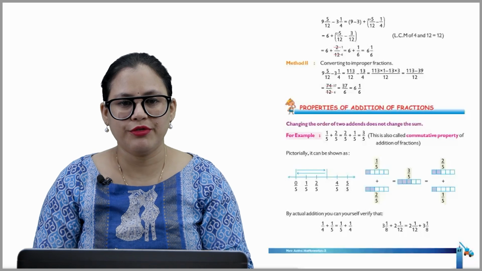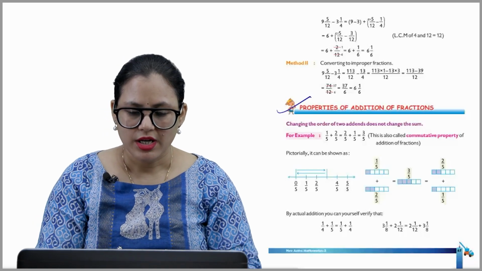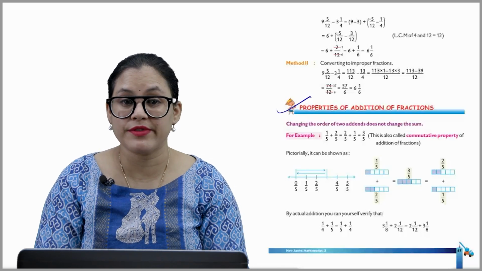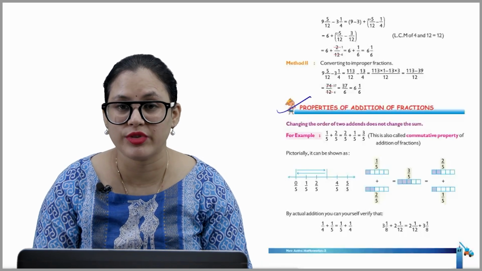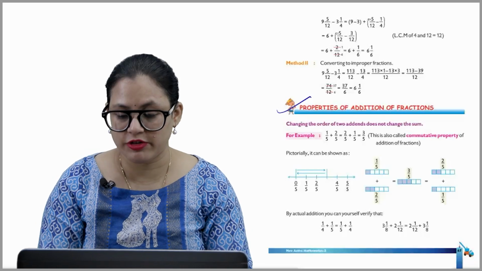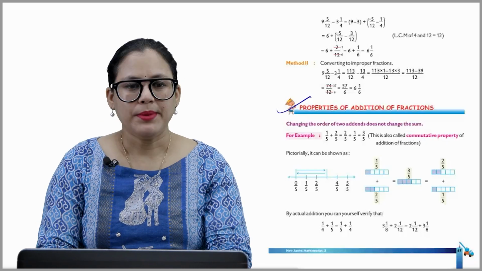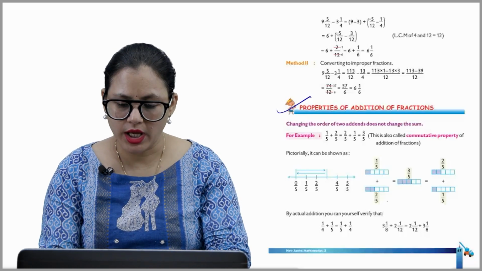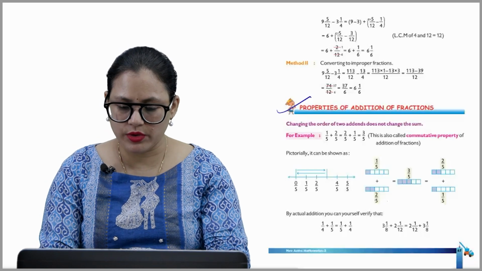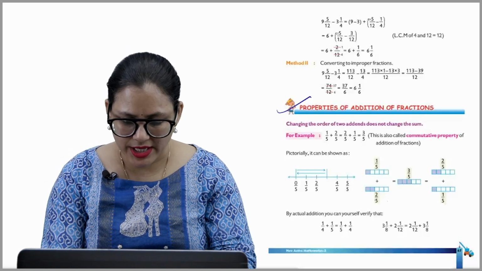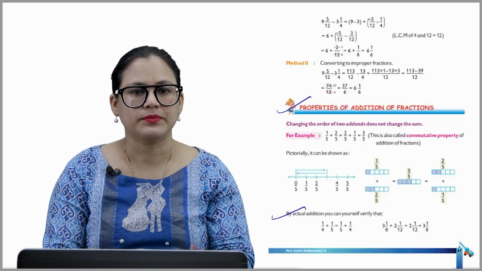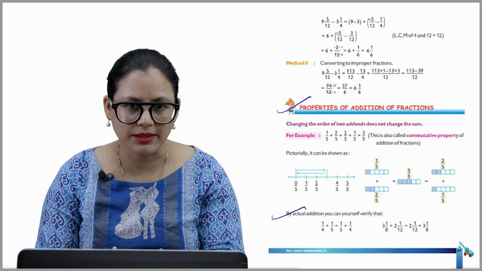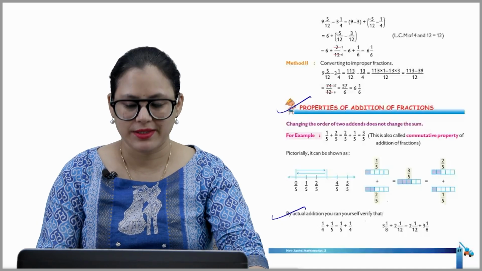Now properties of addition of fractions. Changing the order of two addends doesn't change the sum. For example, 1 by 5 plus 2 by 5 is equal to 2 by 5 plus 1 by 5, which is equal to 3 by 5. This is called the commutative property of addition of fractions. Pictorially, it can be shown as 1 by 5 plus 2 by 5 gives 3 by 5, and 2 by 5 plus 1 by 5 also gives 3 by 5. By actual addition, you can verify yourself that no matter in which order you add these fractions, the sum will remain the same.